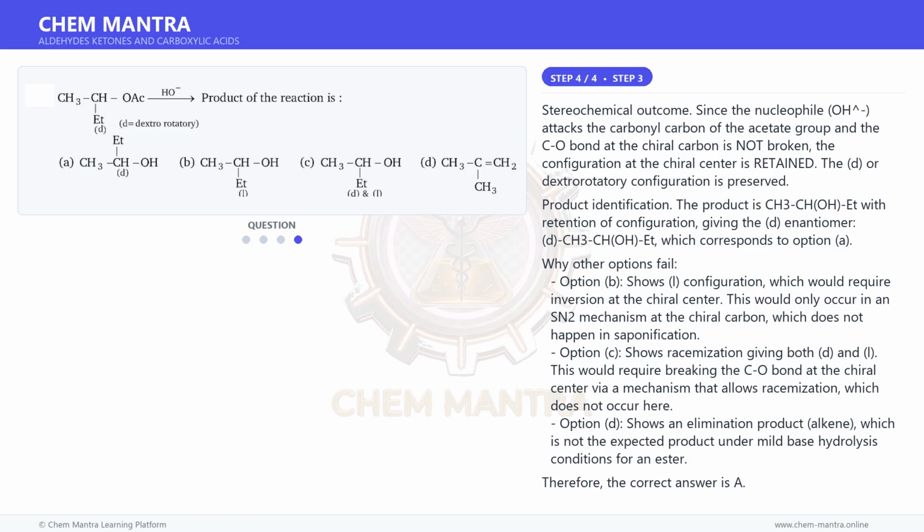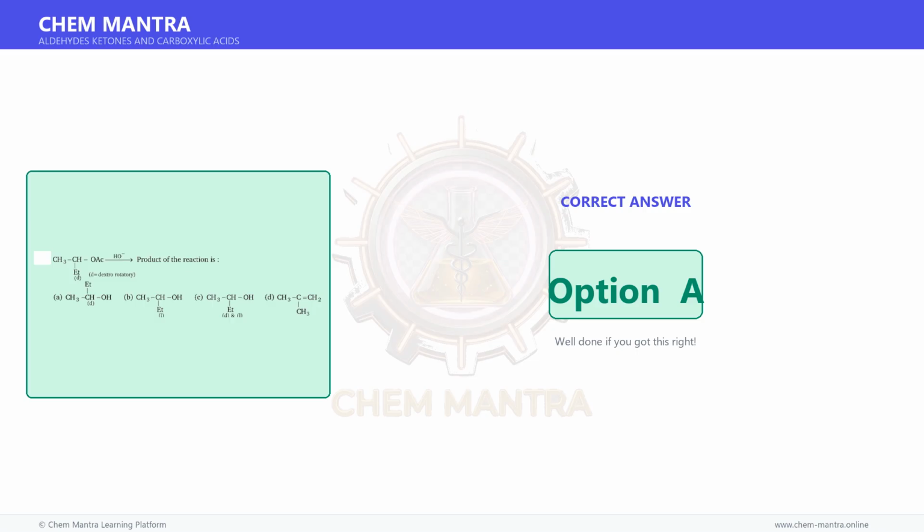This would require breaking the C-O bond at the chiral center via a mechanism that allows racemization, which does not occur here. Option D shows an elimination product, an alkene, which is not the expected product under mild base hydrolysis conditions for an ester. Therefore, the correct answer is option A.